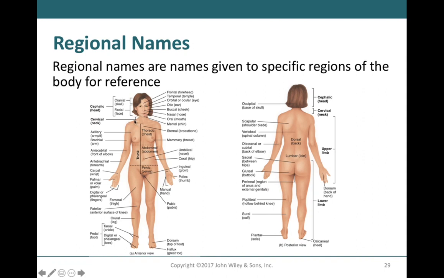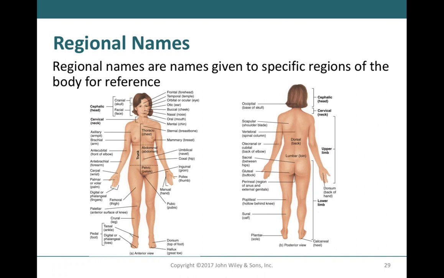The cervical region is the neck region. So this is another region that we have. We have the thoracic region, which is going to be the chest. The axillary region, which is going to be the armpit. We have the abdominal region and so forth. So there's a lot of different regions, but most of these you will touch on in your lab class.